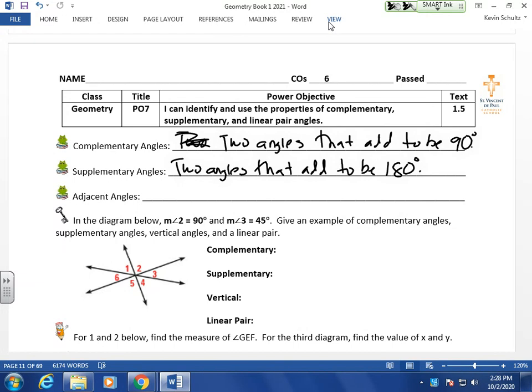Adjacent angles. What does the word adjacent mean? Olivia and Audrey are adjacent at this point in time. Angles next. Right. The word adjacent means next to. So adjacent angles are angles that are next to each other, but more specifically, angles that share a side. That's what's going to make angles next to each other. Angles that share a side.